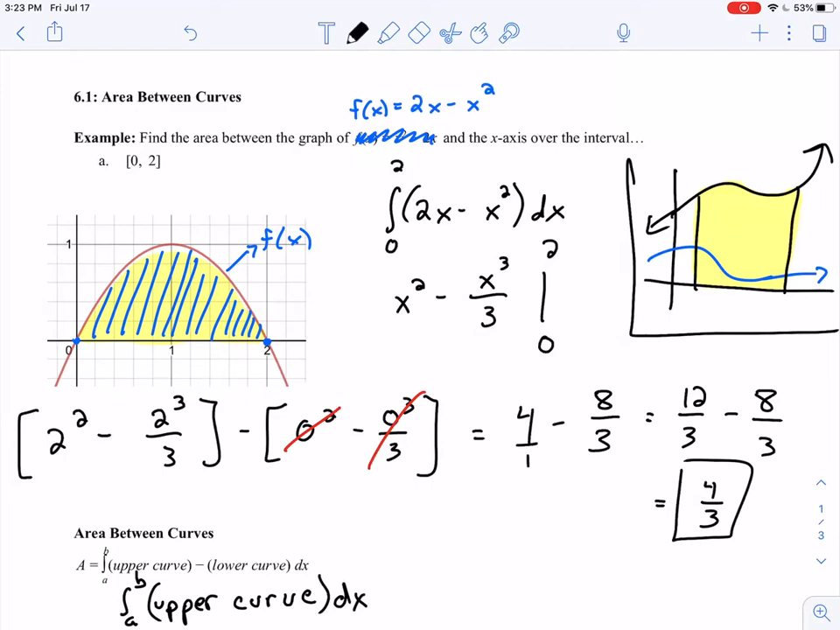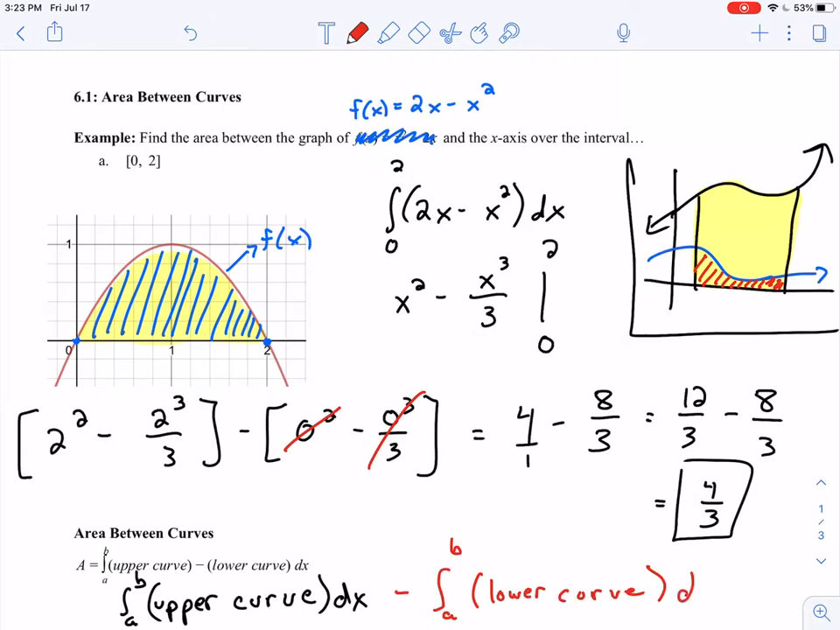I want to take away this area right here. I only want the area that's between the black curve and the blue curve. So I need to take away that red shaded area, so I'm going to subtract the definite integral from a to b of whatever my lower curve is, because that's what gives me the area of this red shaded region.